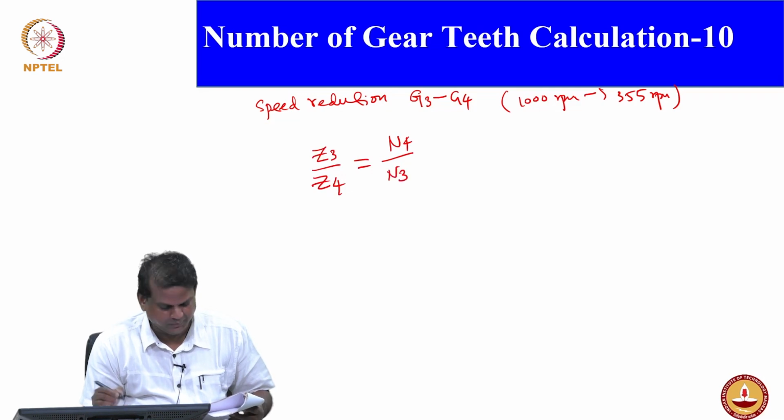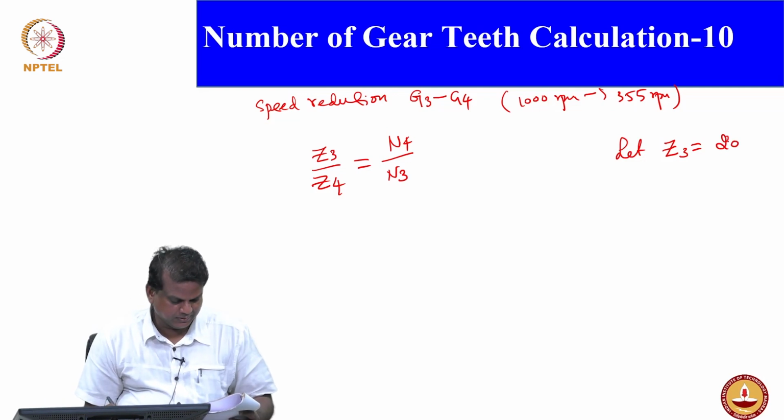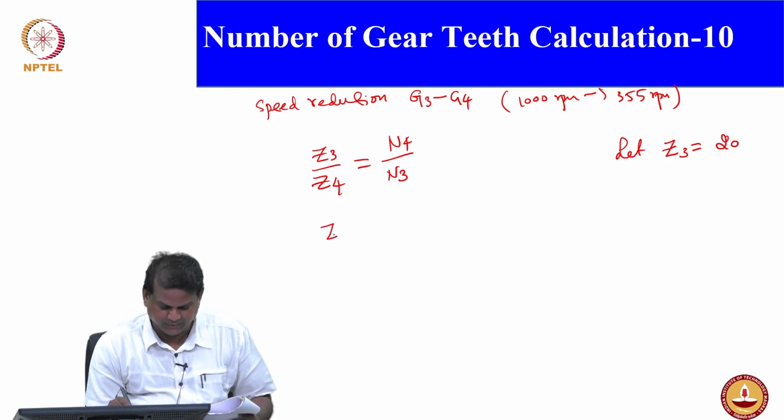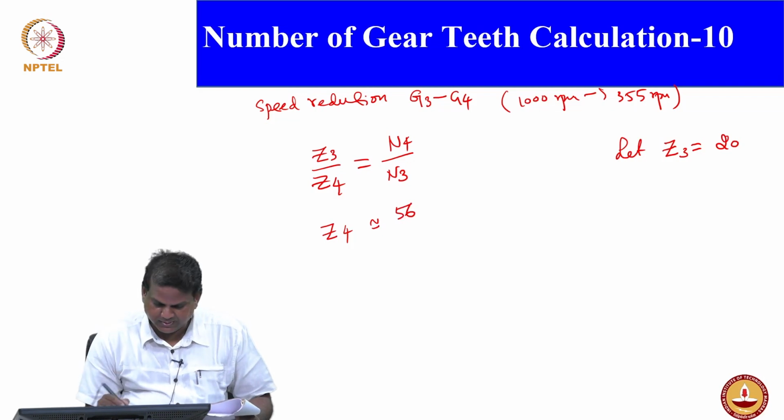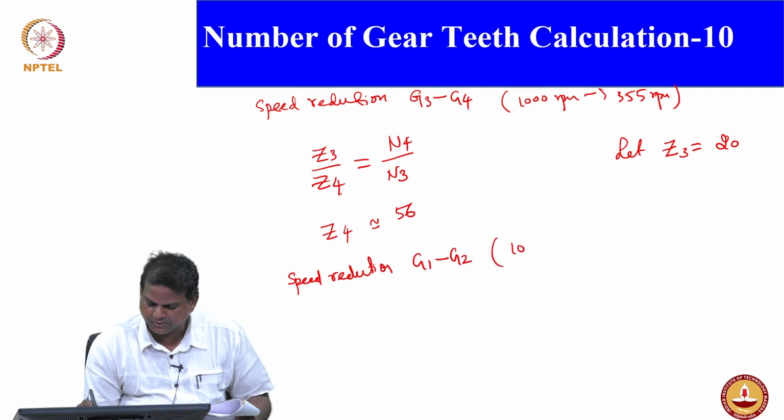Again we need to assume, let's assume the smallest one Z3 as 20. So if you calculate Z4, you would expect, right, approximately 56. Then next pair speed reduction from gear 1 to gear 2, which is 1000 rpm reduced to 500 rpm.